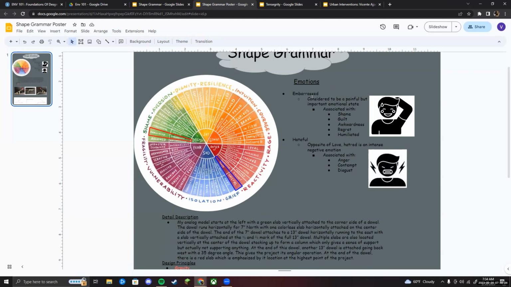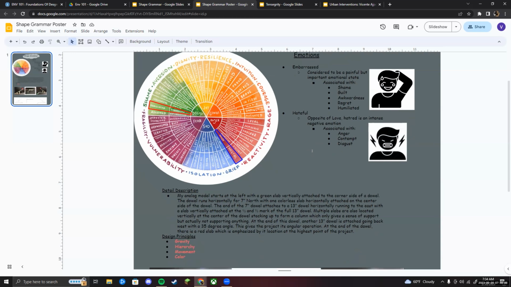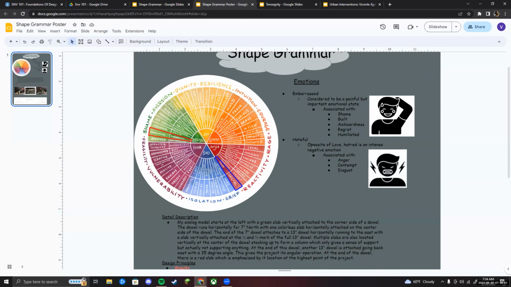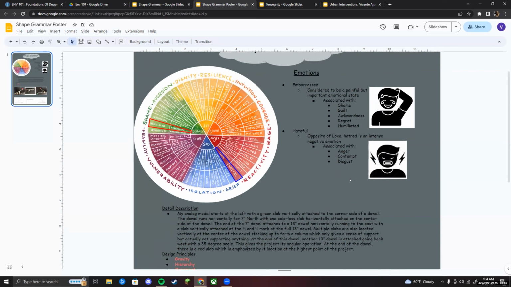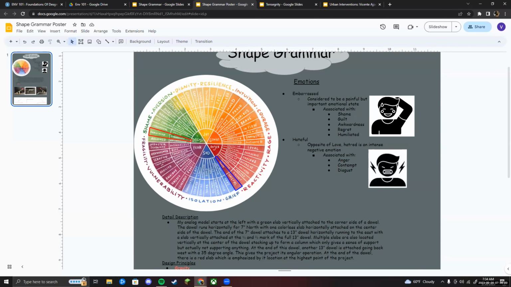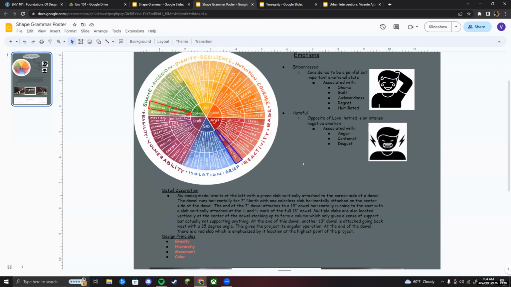So emotions, embarrass is considered to be a painful but important emotion state. It associates with shame, guilt, awkwardness, regret, and humiliated. And then hateful, it basically is the opposite of love. So it associates with anger, contempt, and disgust, which is basically similar to, if you look at the color wheel, disgust is what gets you embarrassed. So that's why I thought these two emotions went together.